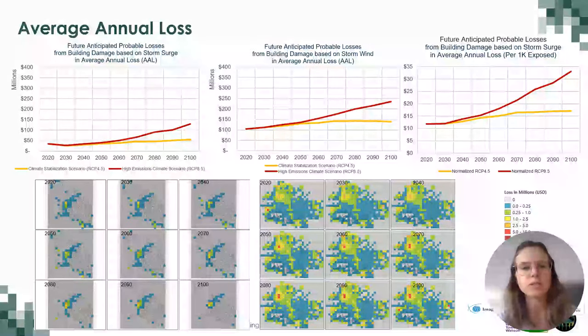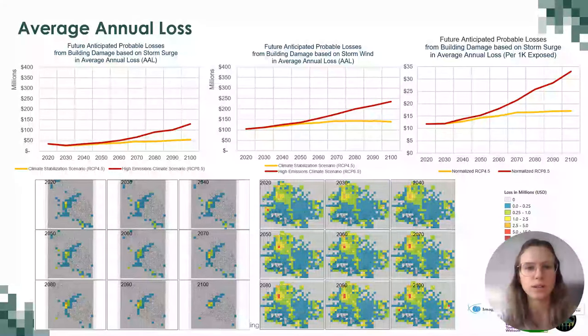So these are some of the results from the risk modeling analysis. This is, for example, the average annual loss for a hurricane, and we have different losses. For example, the graph on the top left is losses from storm surge. We have the same for storm wind. And then we can also do a similar graph, but normalized by the exposure. So this one is, for example, losses per $1,000 of exposed buildings.